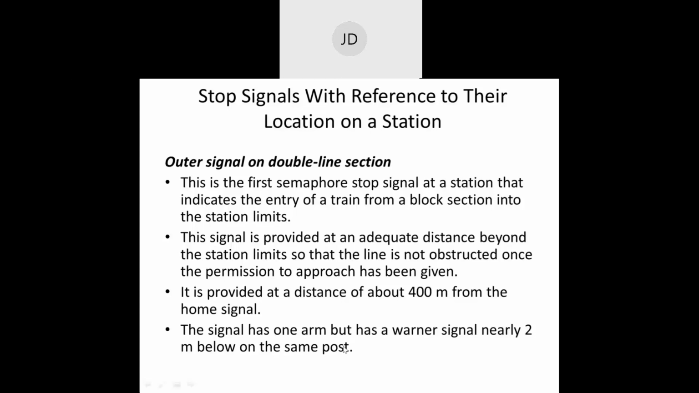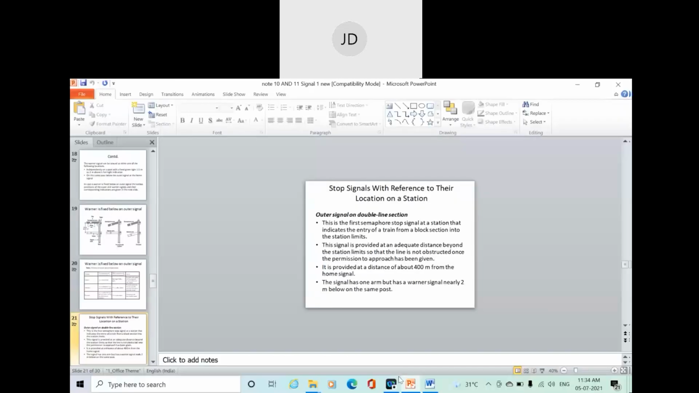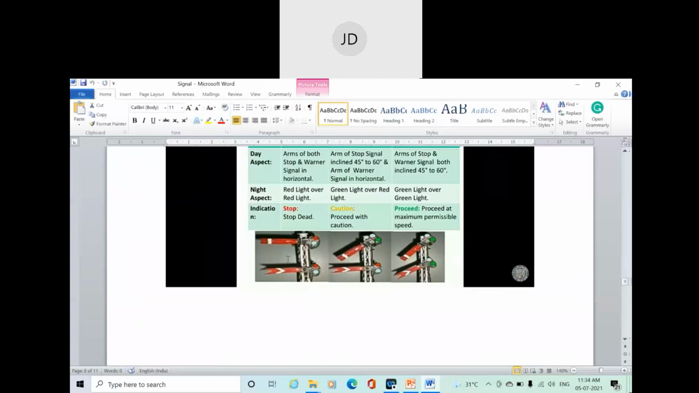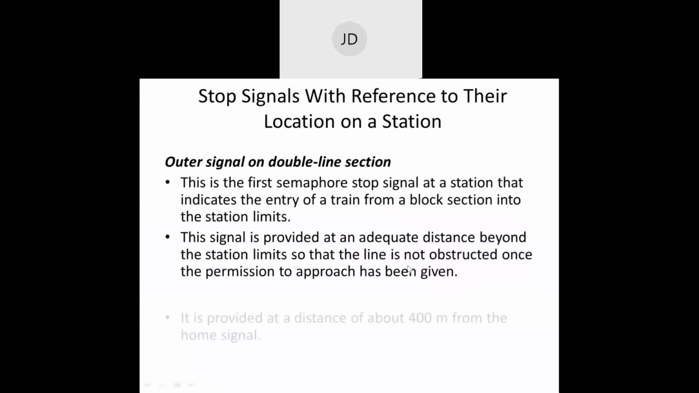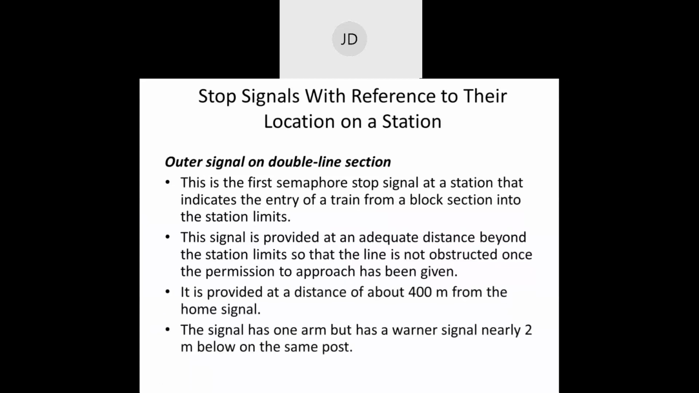I'll show you this diagram again. In this diagram, you can see this is your Warner signal, installed with a stop signal. Now, what kind of stop signal will it be? It is your outer signal, or you can say it is the first stop signal. Clear? Like this, you have to understand, all are connected. So the Warner signal is installed 2 meters below on the same post of the outer signal.